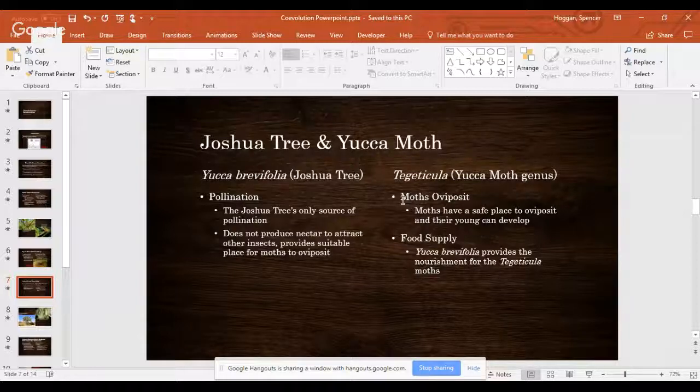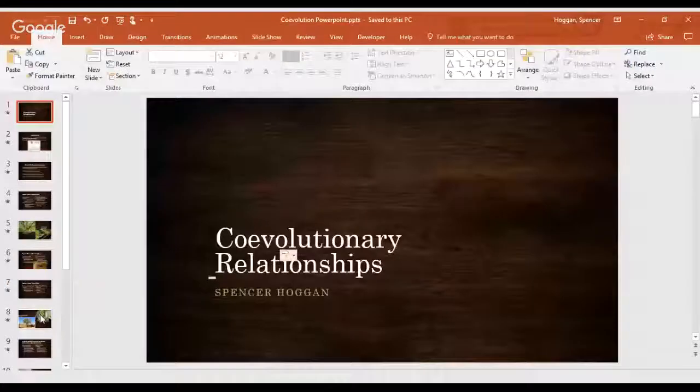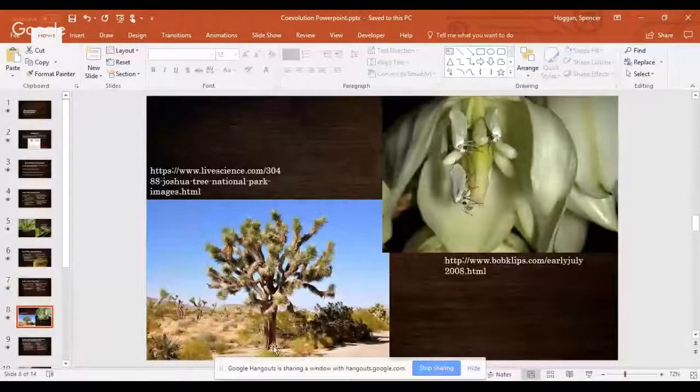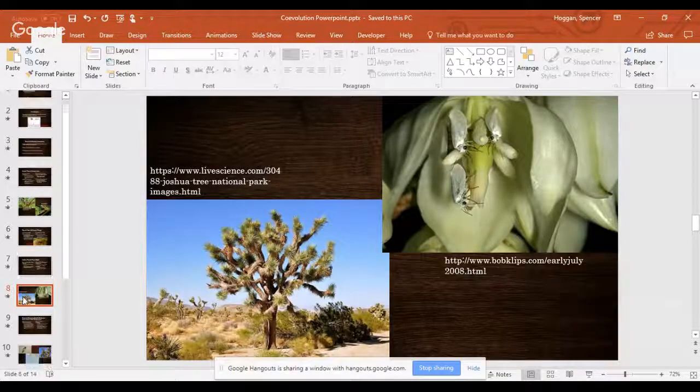These moths are then, just like the wasps, given a place to oviposit, and their young can develop safely, and they're provided with a food supply. So it's pretty similar to the wasps, and once again, they become mutually exclusive to one another. So here's an example of a Joshua tree. You can see, it's not something you think of as attractive for bugs or birds or whatnot to come and pollinate, but they do have these flowers when they blossom that these moths can come in and penetrate right here, and they can start laying their eggs.